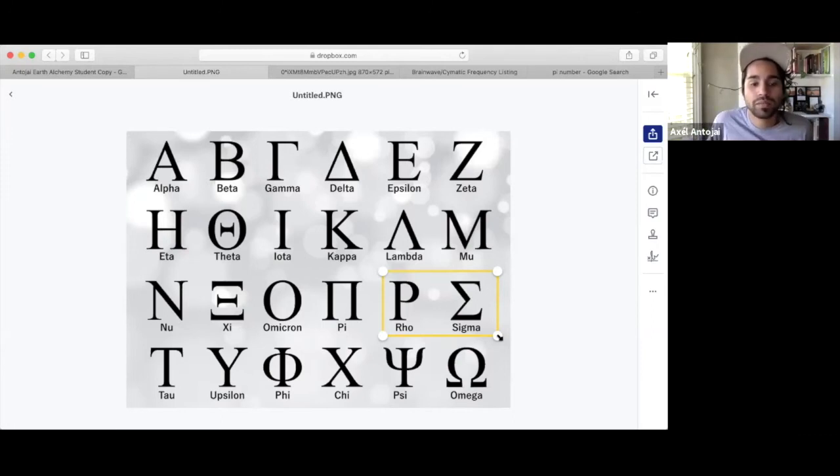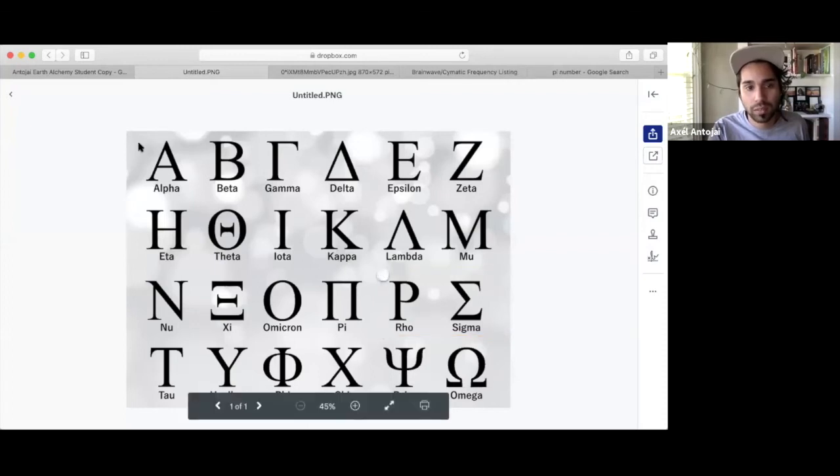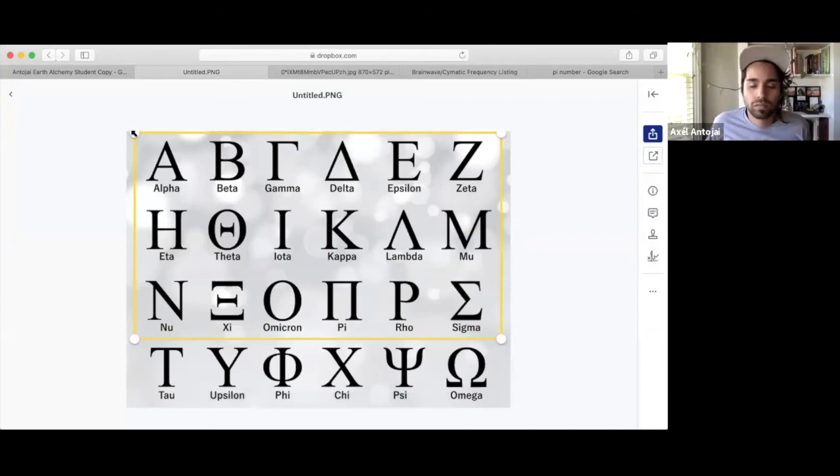Deep breath. You can easily say that Sigma is going to add up. Let me see if it'll do it. I think it froze on me. Sigma is going to add up all of these vibrations together. Deep breath.